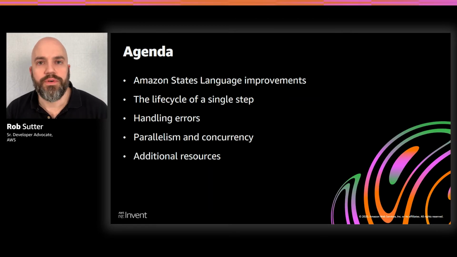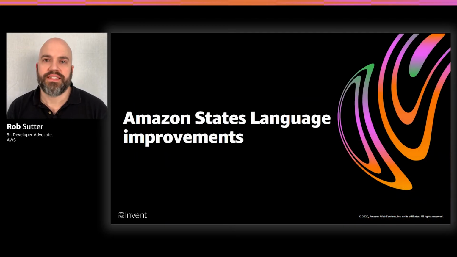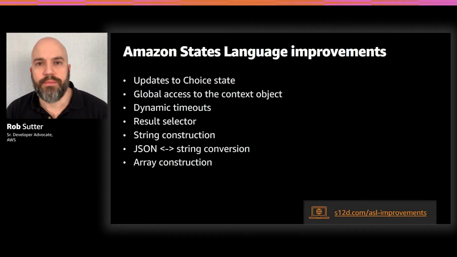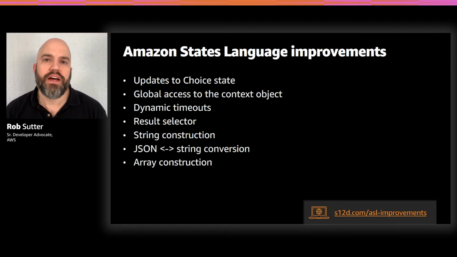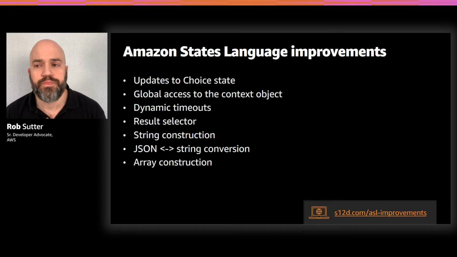So with that brief overview, let's get started with the Amazon States language improvements. Now, as I mentioned, these are new to the Amazon States language, or ASL, and introduced in mid-2020. There were a number of changes made. First, we made updates to the comparison operators in the choice state, and there's a number of these that we'll walk through individually. We provided global access to the context object. I'll give you an example of what this means and how it helps you shorten and clarify your workflows.